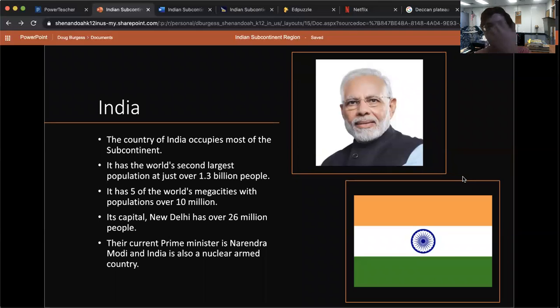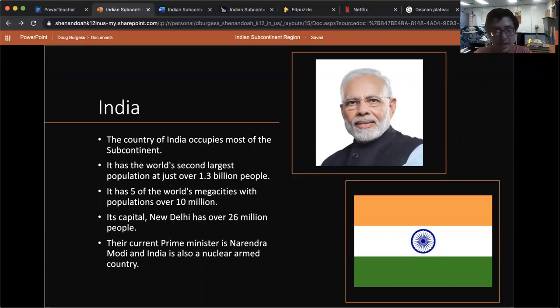So I want to get into the political aspect of it real quick. We're going to look at the 6 countries. The first one is India, and that is the country that occupies the most of the subcontinent. It has the world's second largest population at just over 1.3 billion people. It has 5 of the world's megacities, and megacities are just any city that has a population of over 10 million people. India has 5 of those.